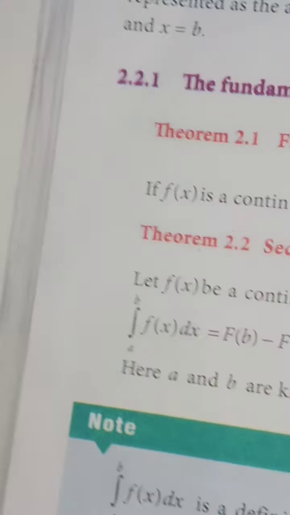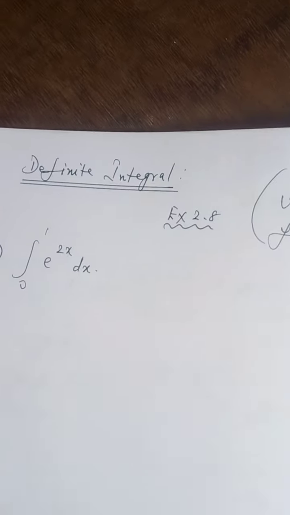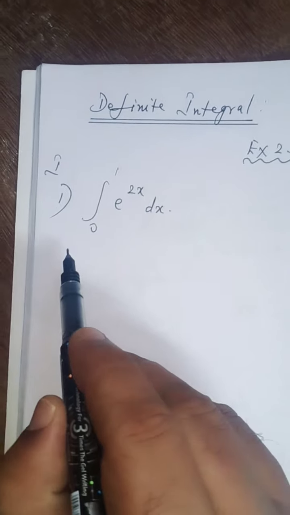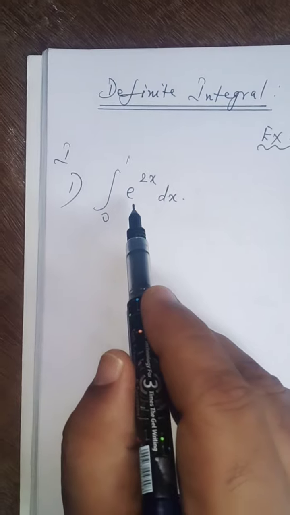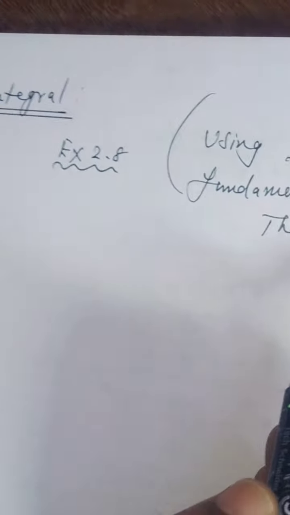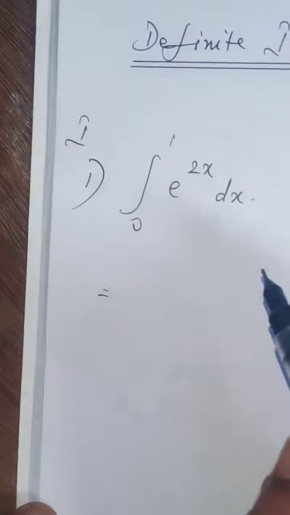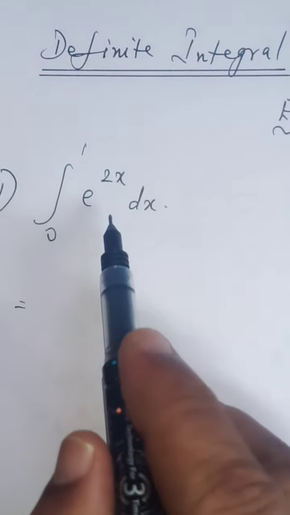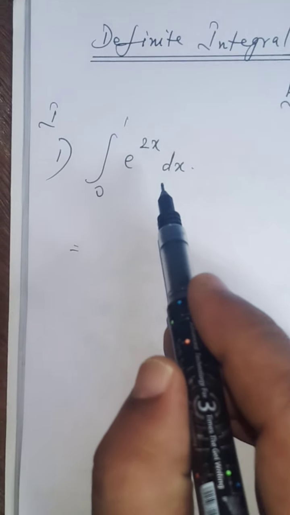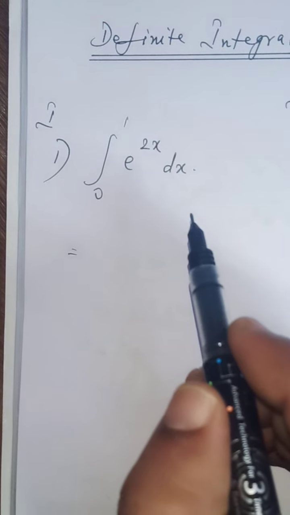Now we can get into the problem, exercise 2.8: integral 0 to 1 e power 2x dx, using the second fundamental theorem. Shall we start? Very simple only. You just have to integrate. After the integration, you have to apply the limits. First the upper limit, followed by the lower limit.